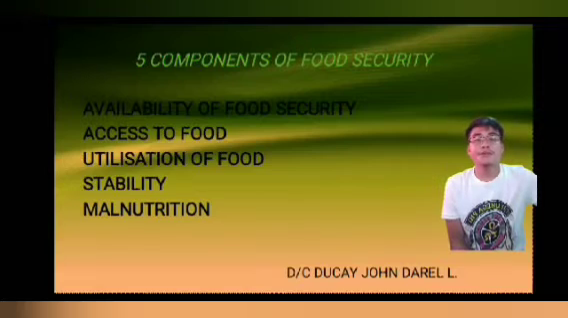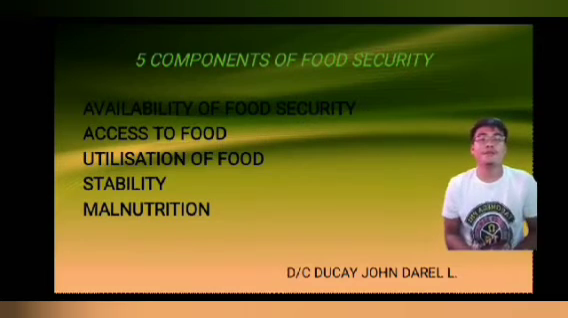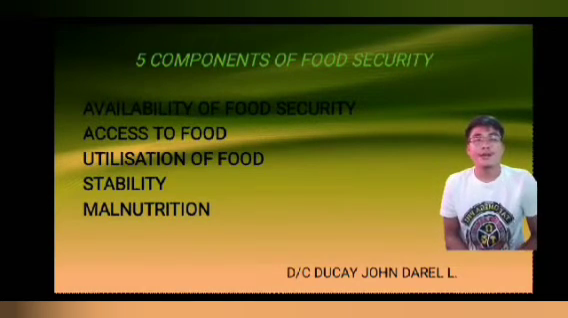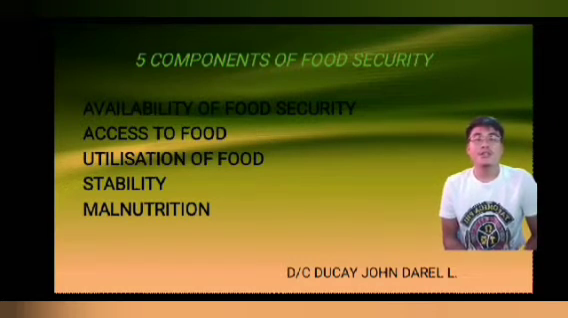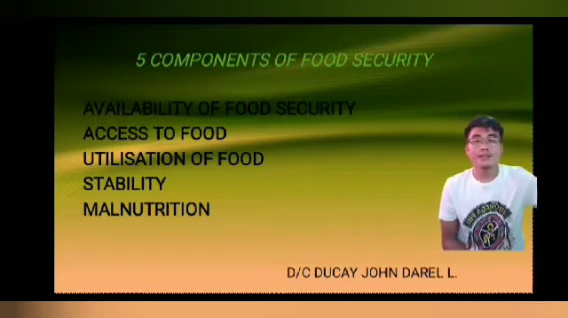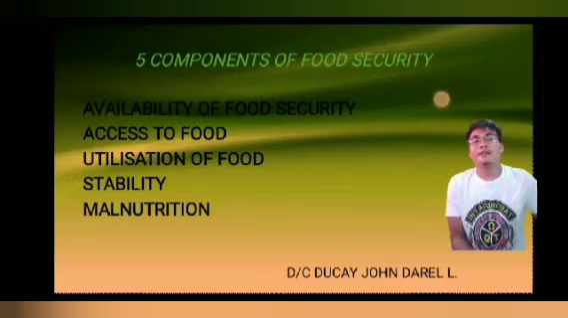Okay, the 5 components of food security are availability of food, access to food, utilization of food, stability, and malnutrition. So, availability of food.